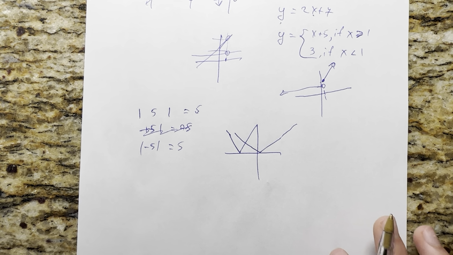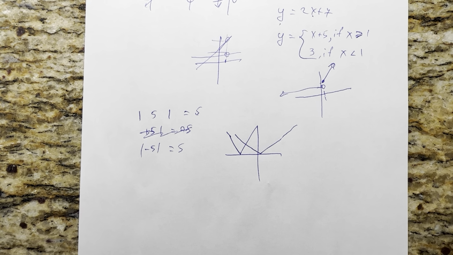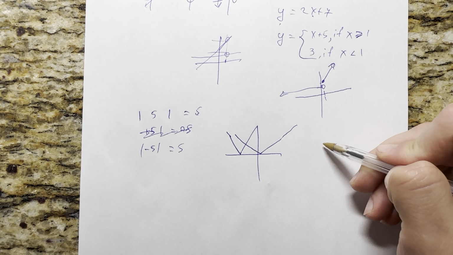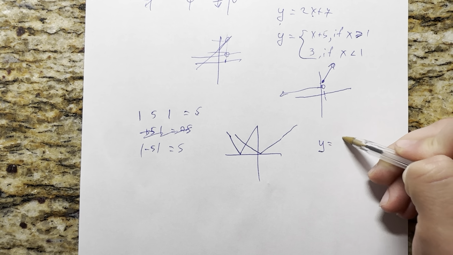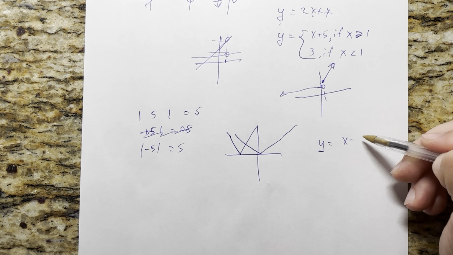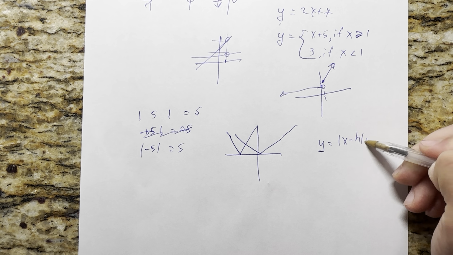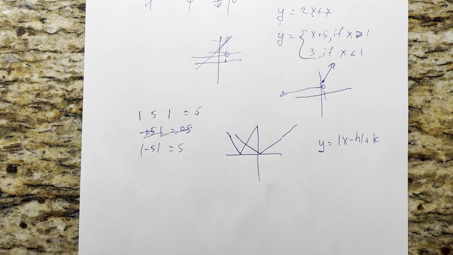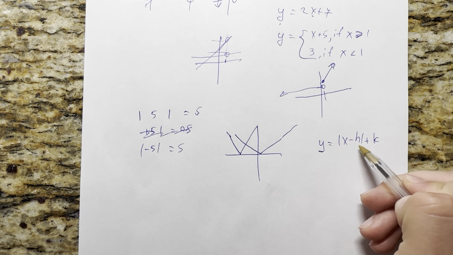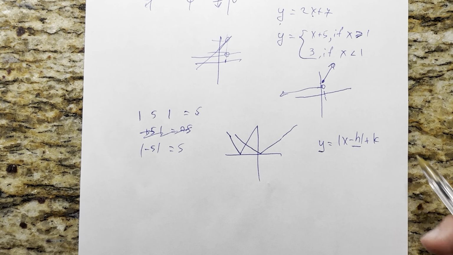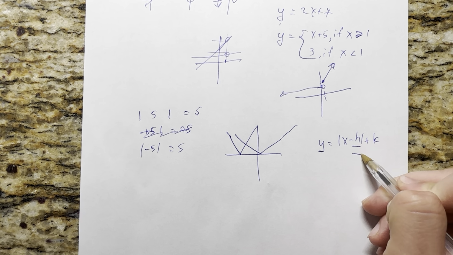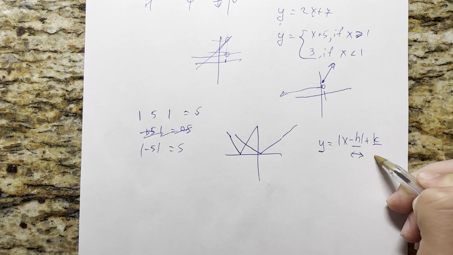Okay, so for example, this would be an absolute value function if we had y equals absolute value of x minus h, plus k. That's a formula for an absolute value function, where h is the movement to left or right, and k is movement up or down.